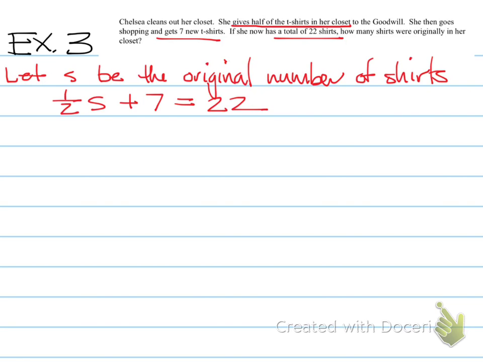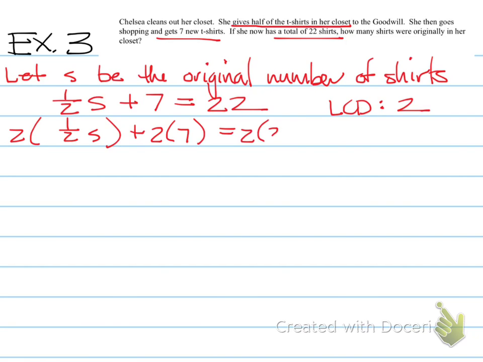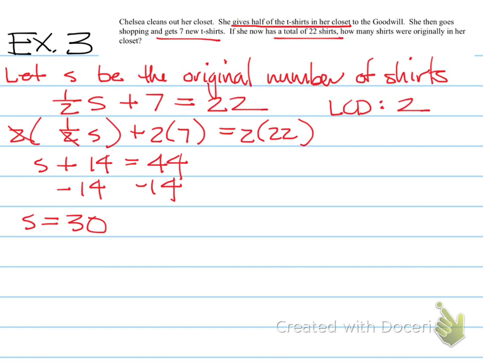So first thing we want to do is multiply the whole thing by 2, that denominator. LCD is 2. When we multiply 2 times 1/2 S, we just get S. 2 times 7 is 14. 2 times 22 is 44. Subtract 14 from both sides, and S equals 30. So she originally had 30 shirts.